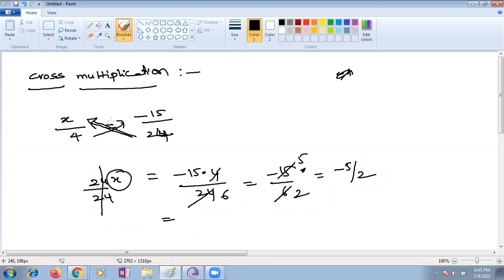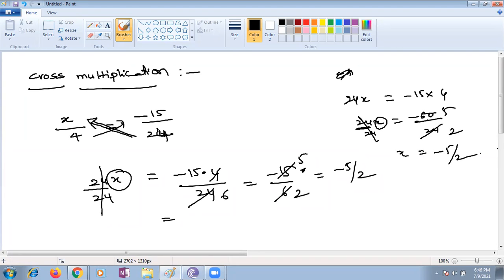Doing the cross multiplication, what happens, children? This is nothing but 24x is equal to minus 15 into 4. 15 fours are how much, Nana? 60. You need to find the x value, which is multiplied here by 24. So you have to divide on the other side and you get x. You have to reduce this. Which table is it? The 12 table. 12 twos are 24, 12 fives are 60. So minus 5 by 2. Yes, ma'am. That's all.